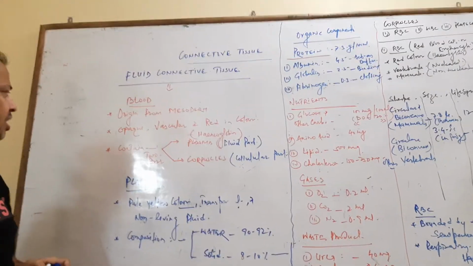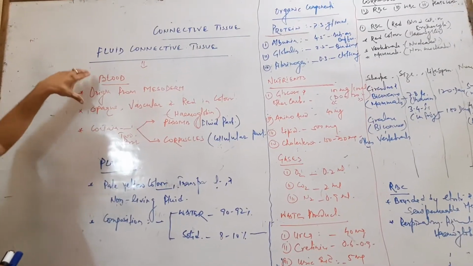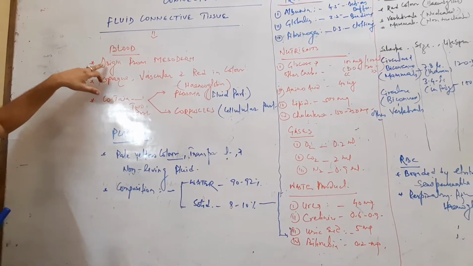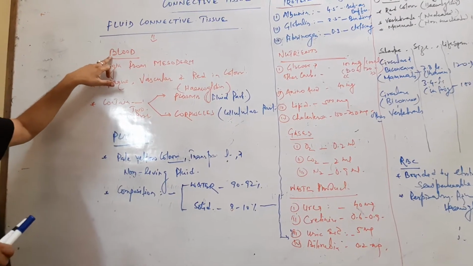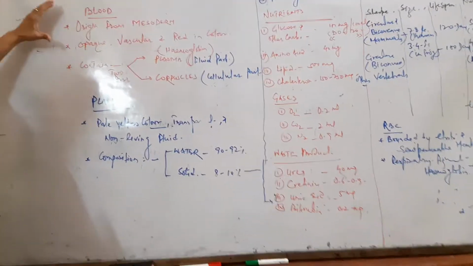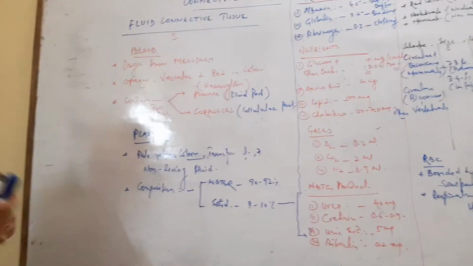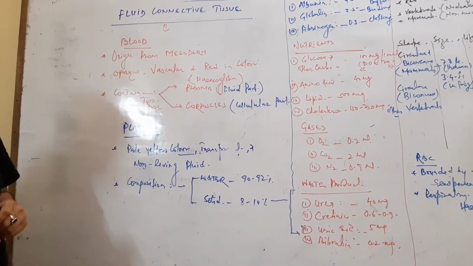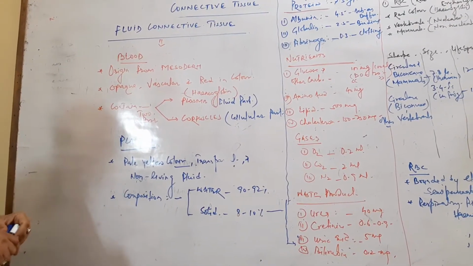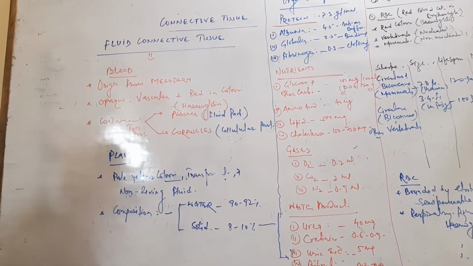Fluid connective tissue is just a mobile tissue. In fluid connective tissue, one of the tissues is blood. Blood is just a watery fluid that circulates throughout the body and connects the different organ systems, organs, tissues and cells. Blood originates from the mesoderm.